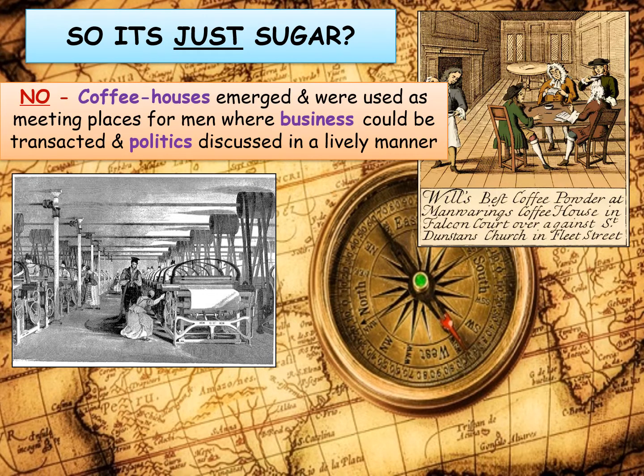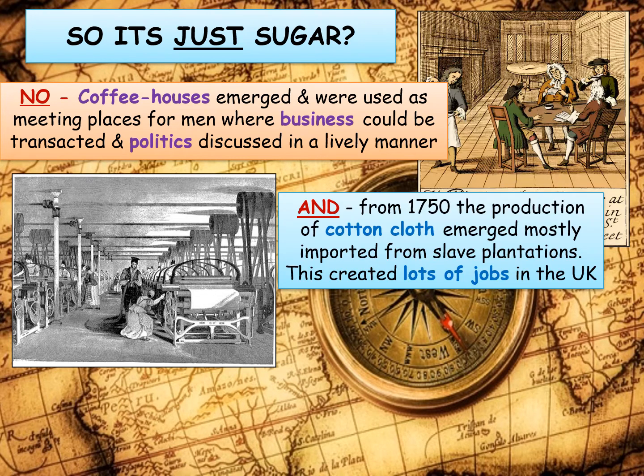So it's just sugar. Well, actually no, it's not. At this point in time, coffee houses are also starting to emerge, which were used as meeting places for men, where businesses could be discussed, politics and things could be discussed in quite a lively manner, but the coffee powder and things that they were using were actually very, very bitter. They also needed sugar to be served there as well, so we've got sugar being used quite a lot in these coffee houses, as well as coffee itself being used as well.